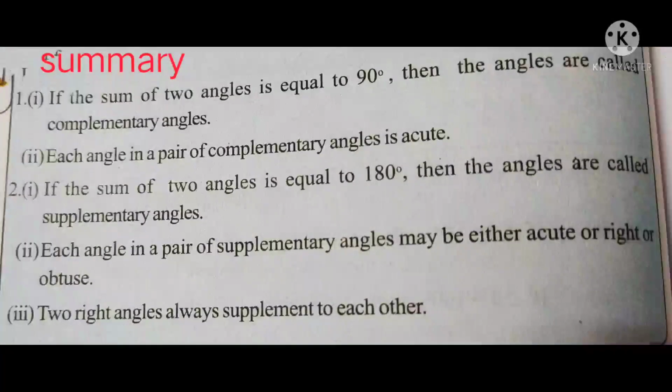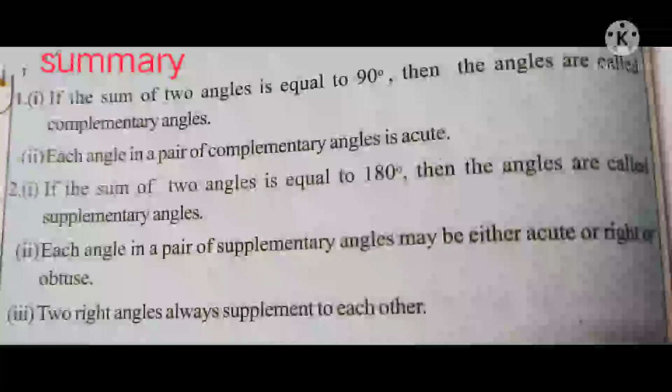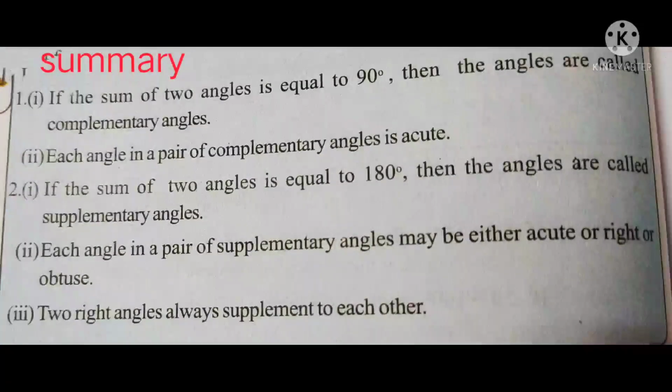If the sum of two angles is equal to 180 degrees, then the angles are called supplementary angles. Next point: each angle in a pair of supplementary angles may be acute, right or obtuse. Two right angles always supplement each other.